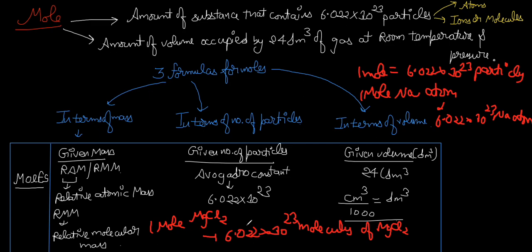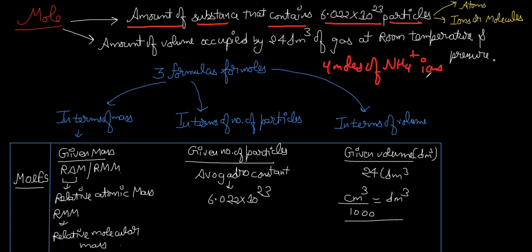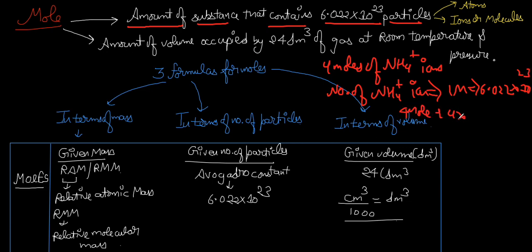Now there are various definitions of a mole. Let's study those first. The first definition you could say is the amount of substance that contains this many particles. These particles could be anything: atoms, ions, molecules. If it is written that 4 moles of ammonium ions are there, find the number of ammonium ions. We'll directly say that 1 mole contains 6.022 into 10 to the power 23 ions. So 4 moles will have 4 into 6.022 into 10 to the power 23 ions. I hope all of you are getting what it means.